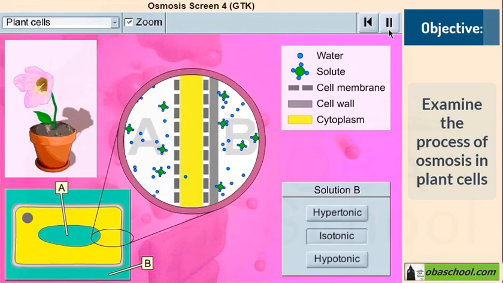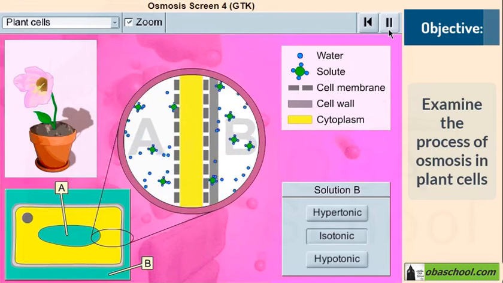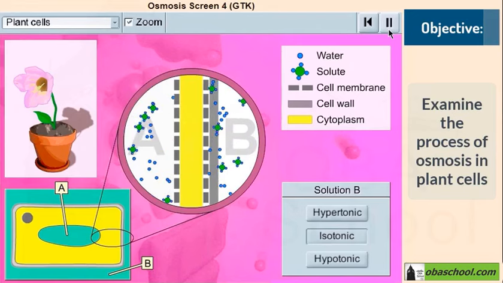Hello everyone! The main objective of this tutorial is to examine the process of osmosis in plant cells.